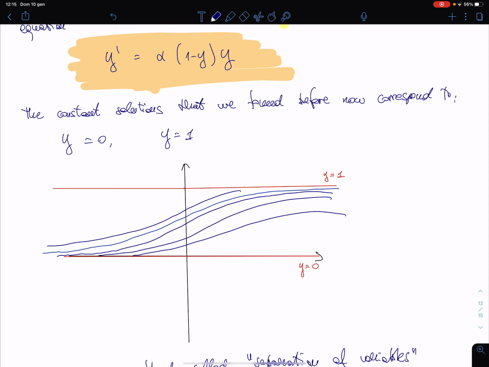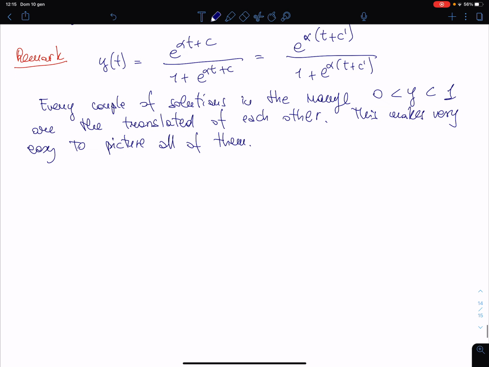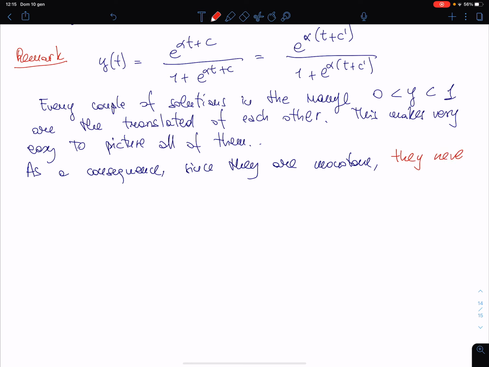And then another interesting feature. Since they are the translated of each other, so as a consequence, since they are monotone, they never cross each other. And this is very important. We will develop this fact. They never cross each other. Very nice.